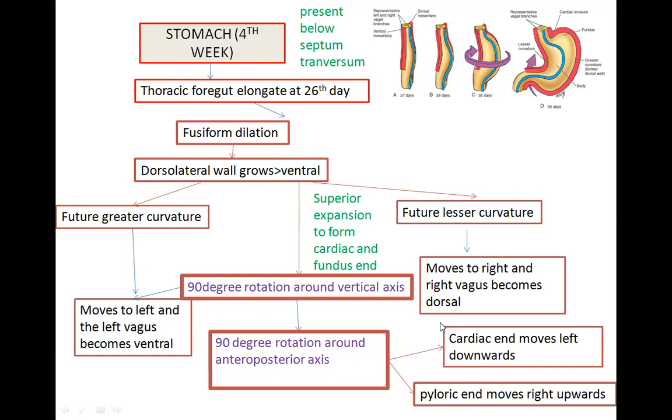Now there is a further 90-degree rotation around the anteroposterior axis. What happens after this rotation? The cardiac end will move towards the left, and the pyloric end will move towards the right side and upwards. So because of these two rotations, the stomach comes to its position as that of an adult.